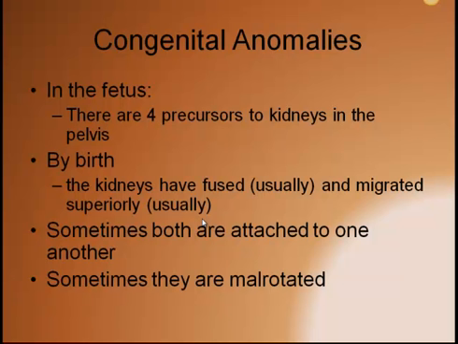So they have fused together and they've migrated superiorly. When congenital anomalies are concerned, it usually has something to do with this whole issue of fusing or migrating. Sometimes they don't fuse properly, sometimes they don't migrate properly. These are the things that can actually happen. So if we take a look at a lot of congenital anomalies here, they relate to position, they relate really to this fusion issue here.